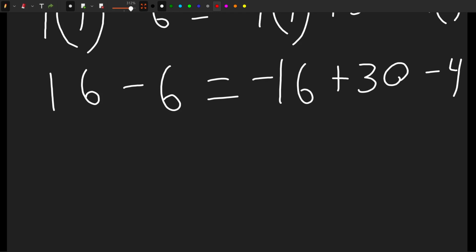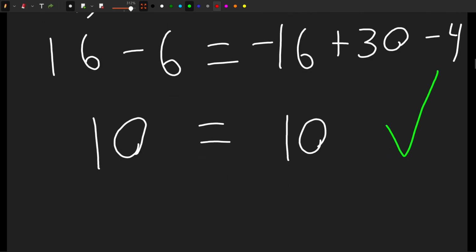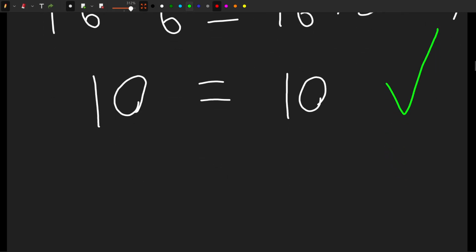Okay. Now I need to solve both the left and the right-hand side. On the left-hand side, I have 10. And on the right-hand side, I want to make sure that this also equals 10. So negative 16 minus 4 is negative 20. And negative 20 plus 30 is 10. So since both of them are equal to each other, 10 is equal to 10, that means our answer is correct. And so x equals 4 is our answer.